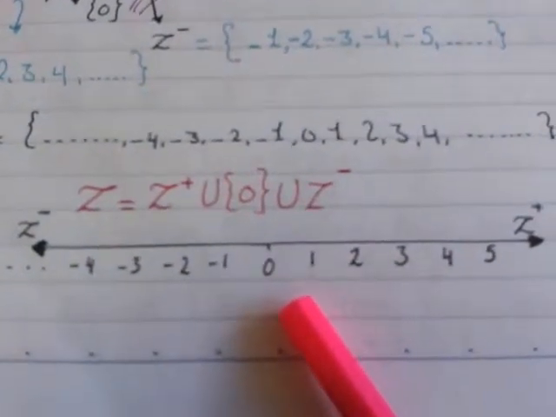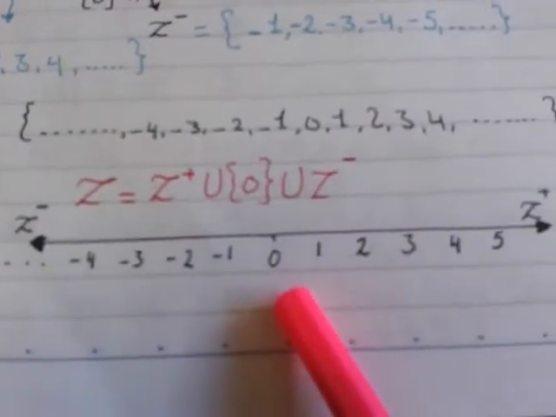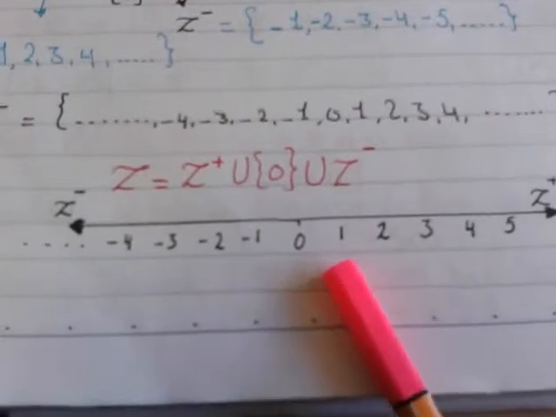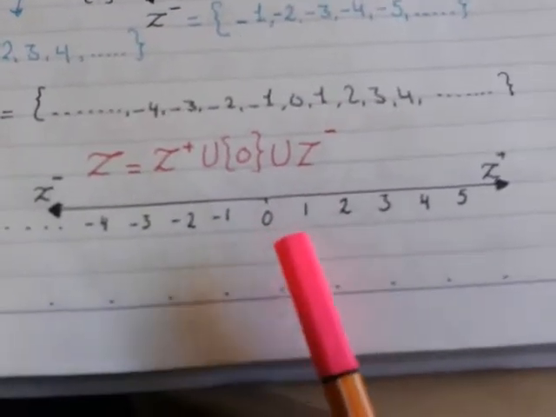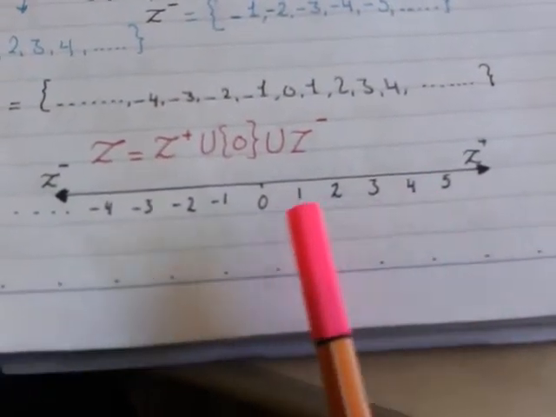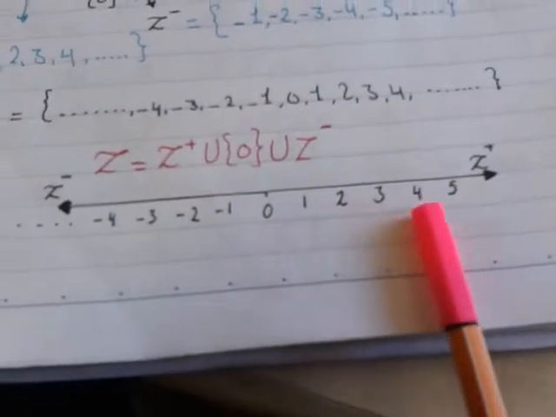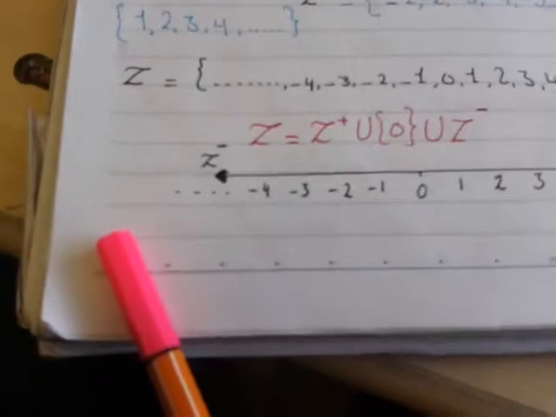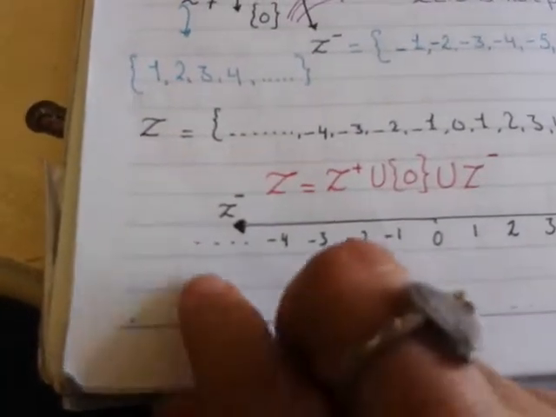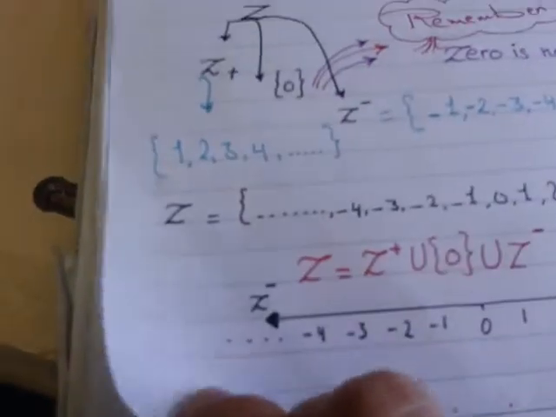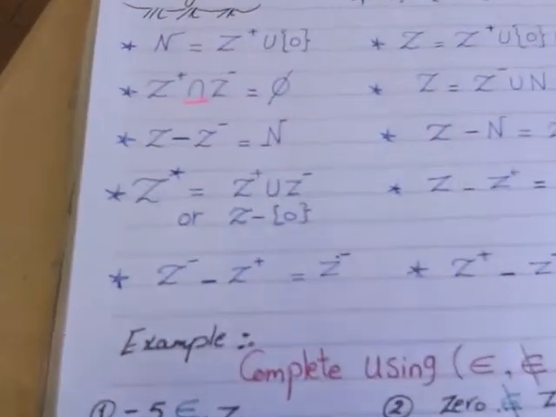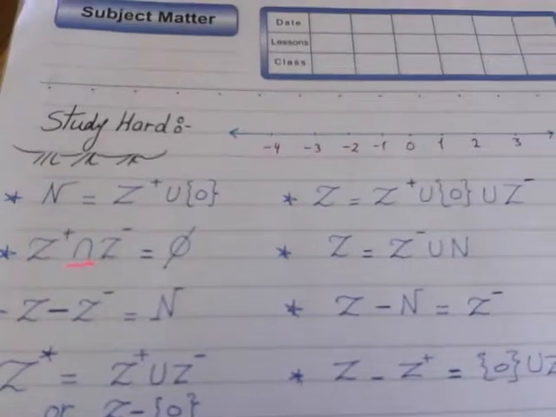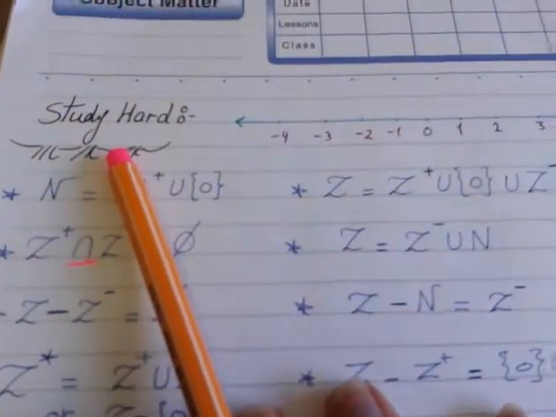On the number line, we have 0 in the middle. I can express Z in the form of the number line with 0 in the middle, the positive numbers on the right of 0, like 1, 2, 3, 4, 5, 6, 7, 8, and the negative numbers on the left of 0, negative 1, negative 2, negative 3, negative 4, and so on. According to this number line, we are going to study a few different examples. Study hard, it is very important.